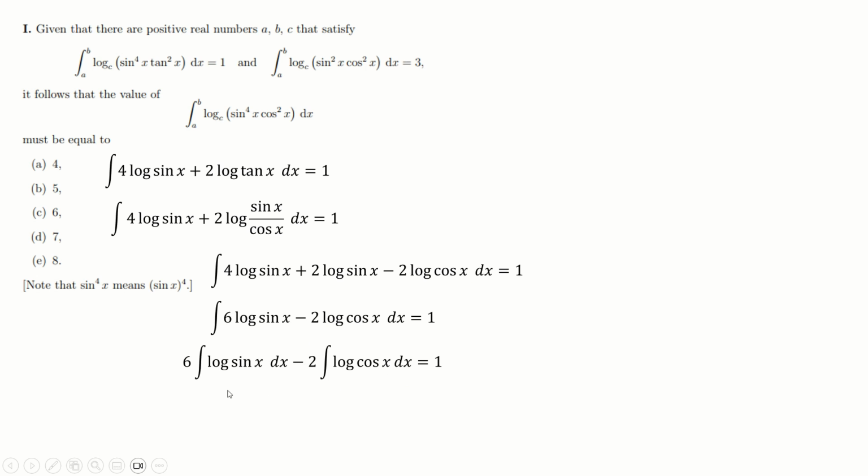And now if you just call the integral of log sine a and the integral of log cos b, or actually not a and b, because those are the limits that I've been completely ignoring. So I called them f and g. This is just 6f plus minus 2g equals 1, which is half of a simultaneous equation.